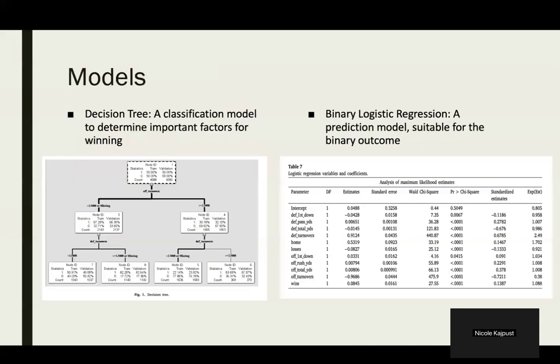Here I pulled two models from the paper. One was the decision tree, a classification model to determine important factors for winning. And then the next one was the binary logistic regression, a predictive model suitable for binary outcomes. So we can see which variables are most significant to help the team analyze if they're going to win or lose.